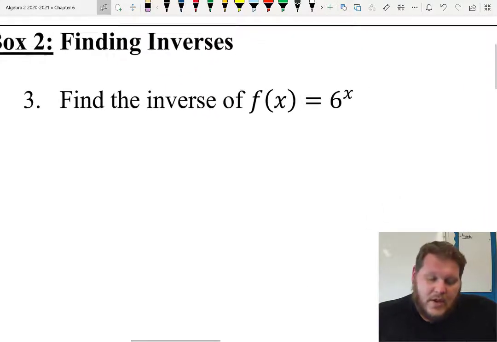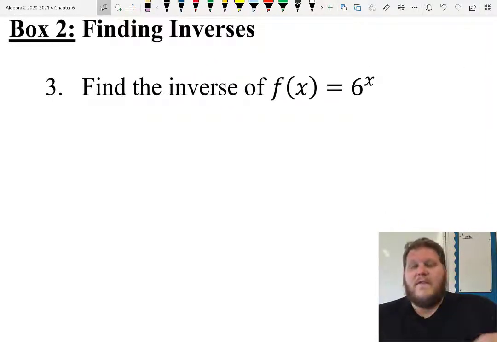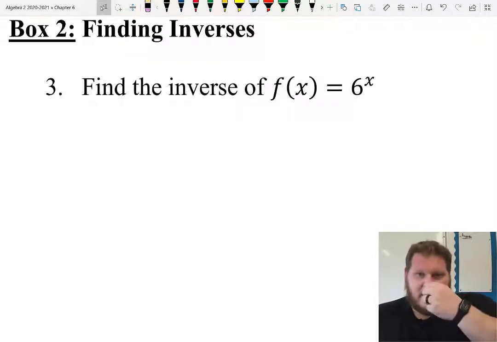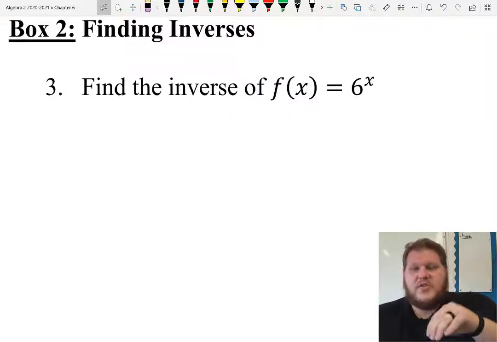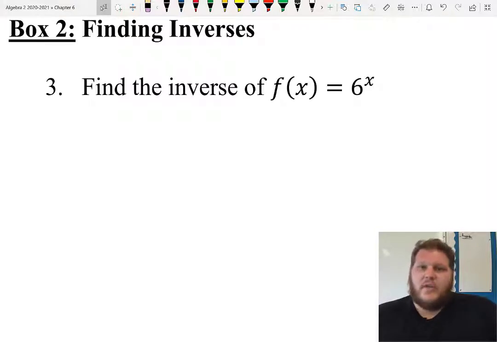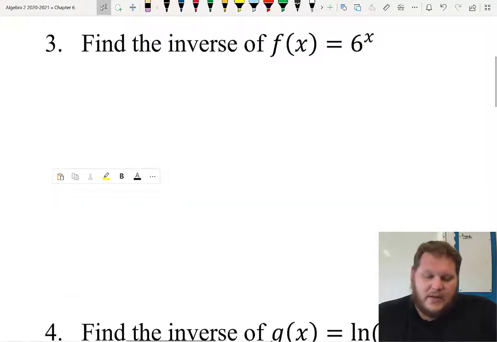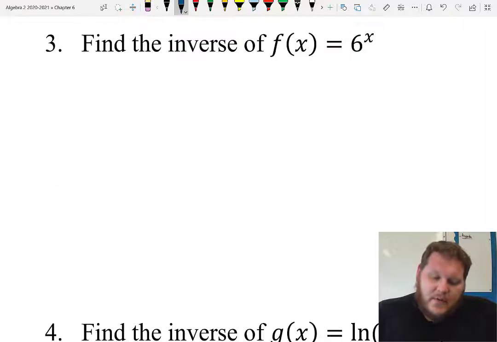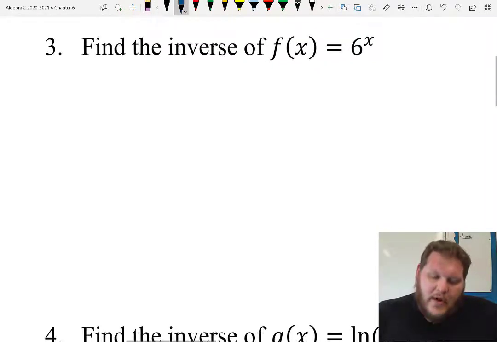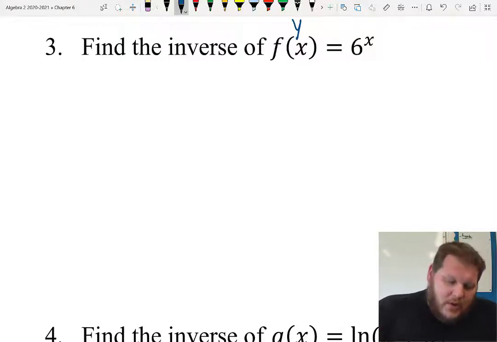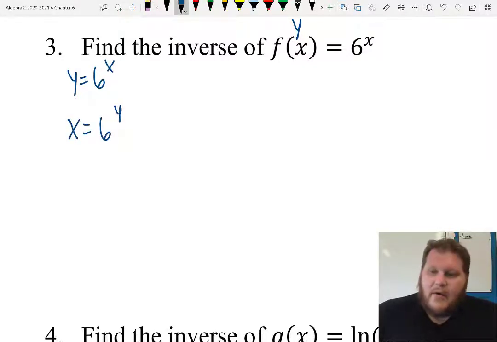In number 3, in box 2, we're working on finding those inverses. We're trying to rewrite these so that we can get whatever our other term is. When we're finding an inverse, just like we did back in chapter 5, the first thing we do is replace this f of x term with a y. And then we flip-flop those two positions. So we have y equals 6 to the x power. When I flip-flop them, I have x equals 6 to the y power.